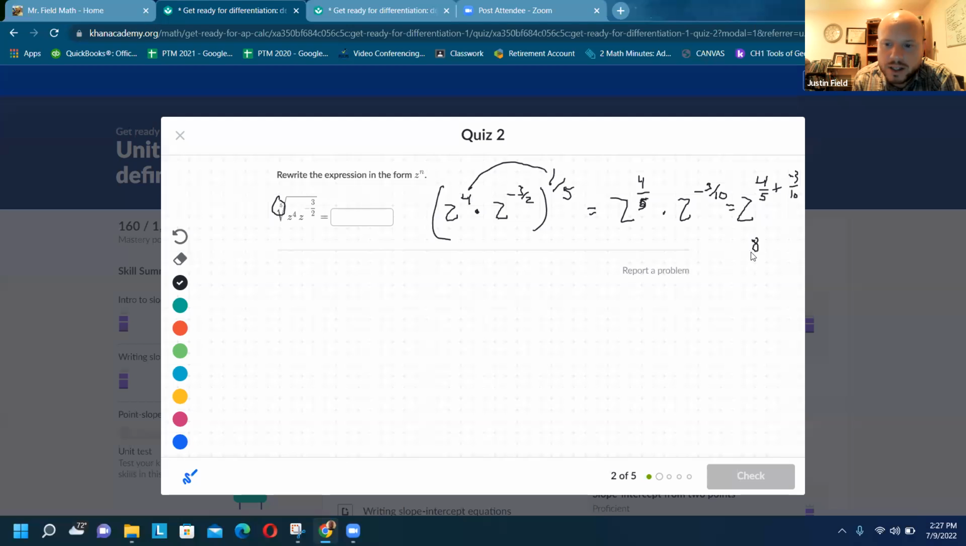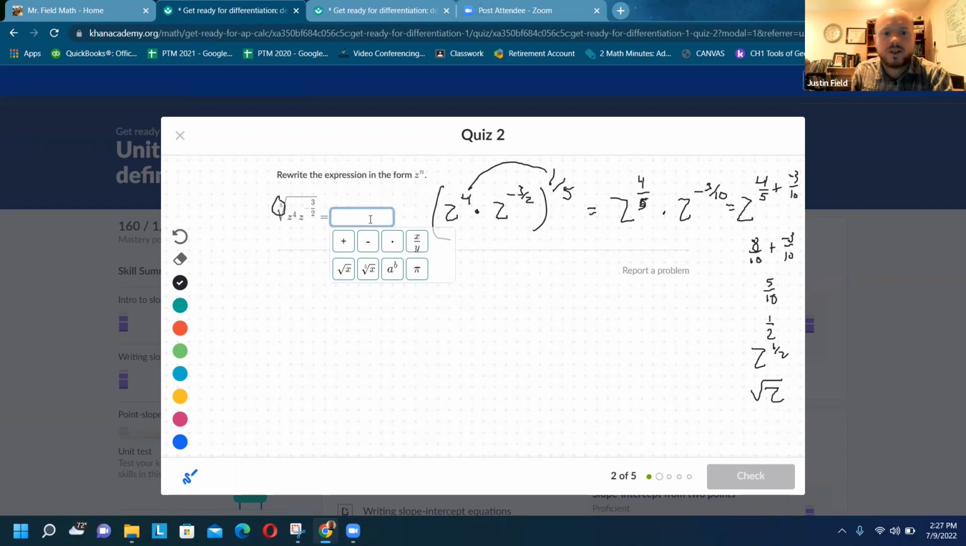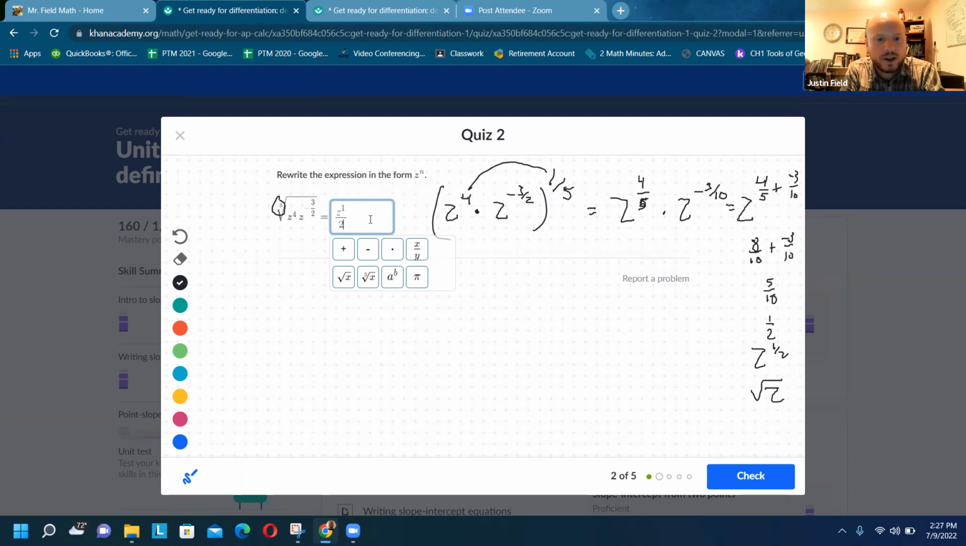When you're doing calculus, you want to easily be able to add fractions because they come up and you don't want to get stuck. 5/10, and that would be 1/2. So it's z to the 1/2. Crazy, which is just the square root of z. But who knew that it was going to be the square root of z? But we want to write it as z to the 1/2 because they asked us to.